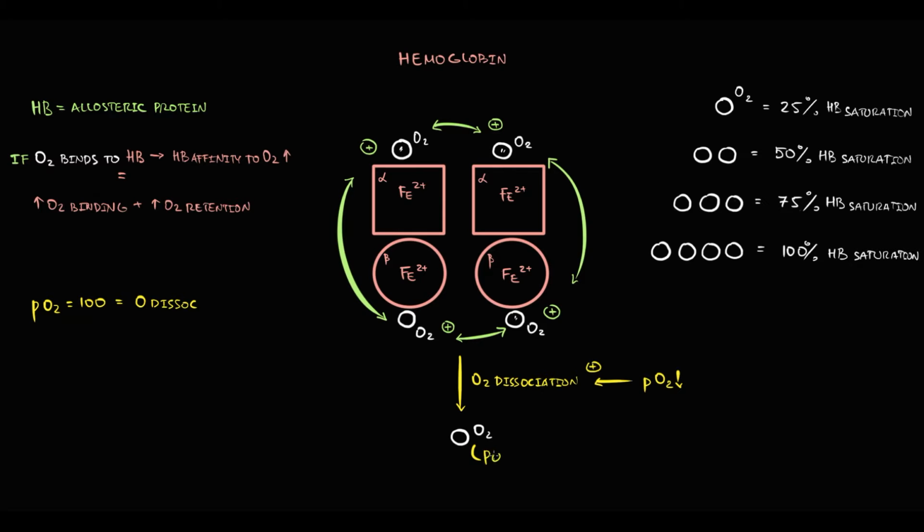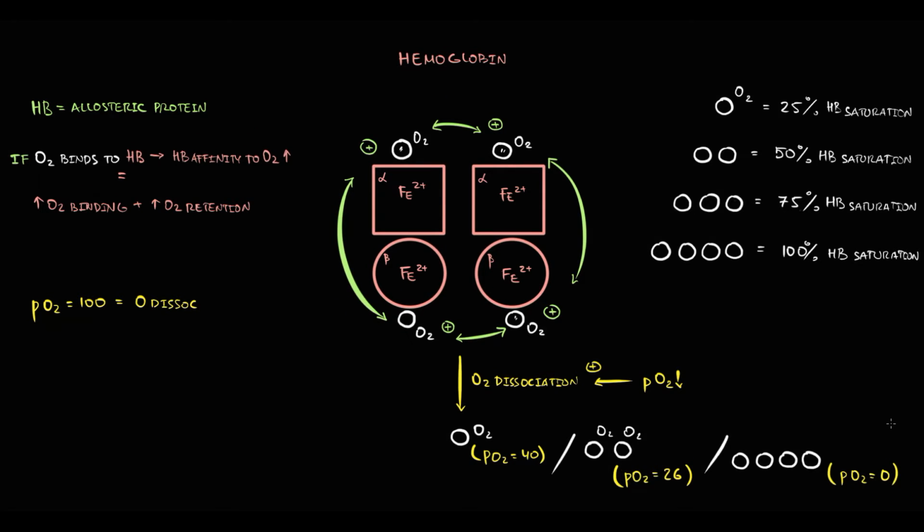Hemoglobin gives away the first oxygen molecule only when partial pressure of oxygen becomes lower than 40. The dissociation of two oxygen molecules occurs only with partial pressure of oxygen lower than 26. And 4 oxygen molecules dissociate only with partial pressure of oxygen near 0. And now, knowing this, we can discuss the oxyhemoglobin dissociation curve.